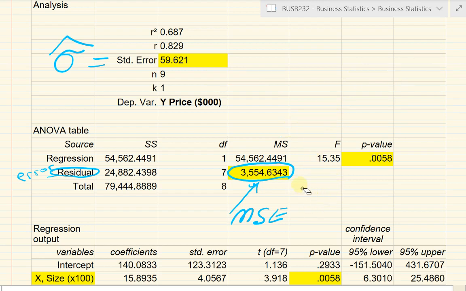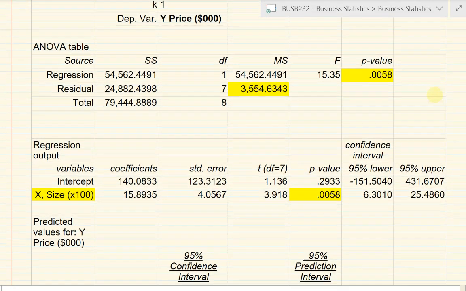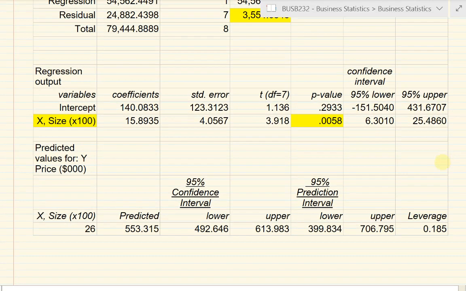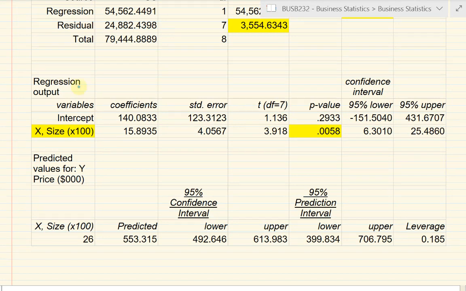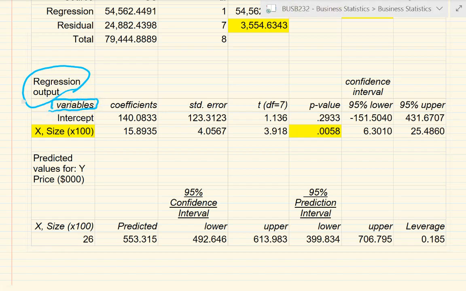And let me erase these. We don't need these now. Okay, going further south. Now this is only in from Megastat. So in here it says regression outputs. So it does list the variables. Remember, there's only one variable we have here, and that is x, right? That's our only variable is x. It's a simple linear regression. So x is the size in 100 square feet.